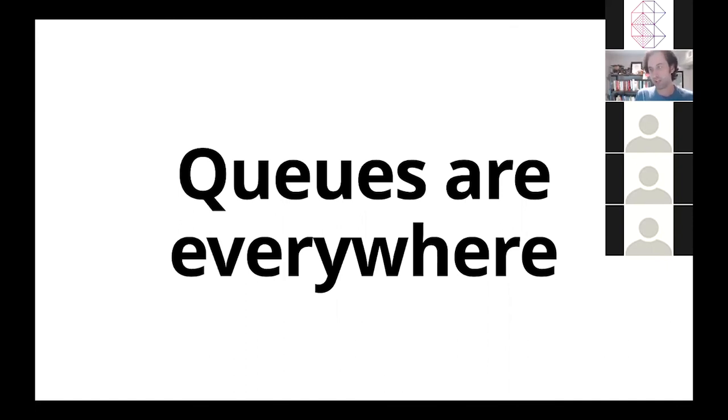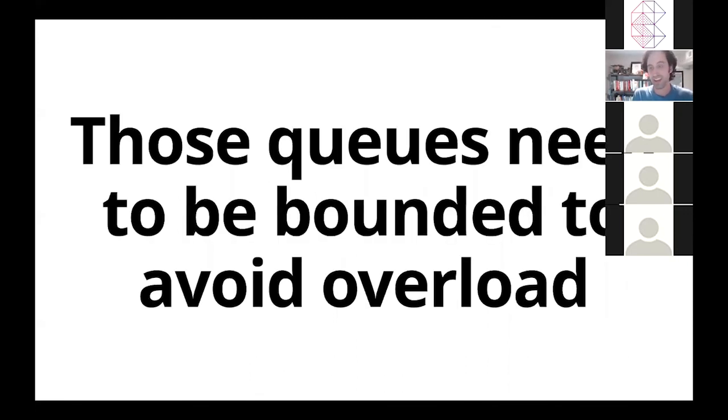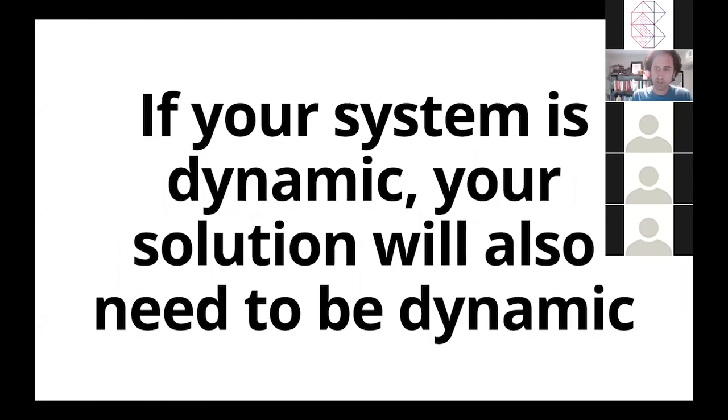But there's also queues in your application. And most of those queues, the queues that are in your application code, those are not bounded queues. And if you want to avoid overload, you have to bound those queues in some way. You have to seek to control that stuff. And this is the way that we're trying to do that for a certain subset of problems. This may not be exactly the way you need to do that for your system, but you do have to solve this problem at some level. And if your system is dynamic, your solution to that problem is also going to have to be dynamic. It's going to have to adjust to the landscape, to how things are working, and adjust to your system.